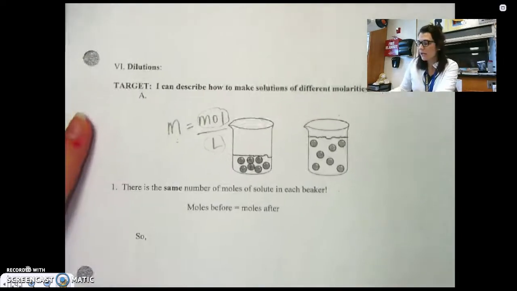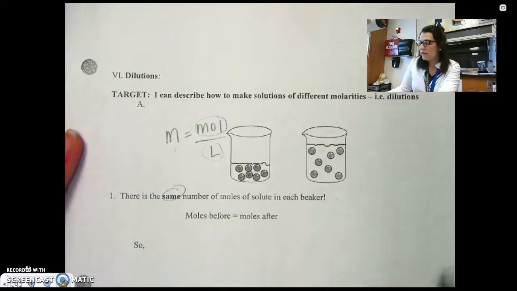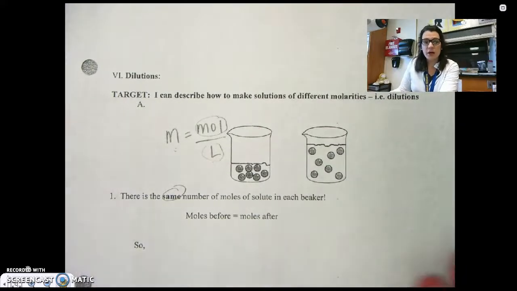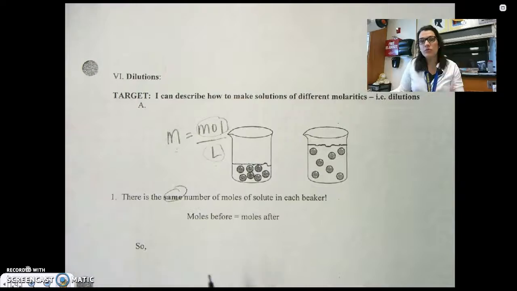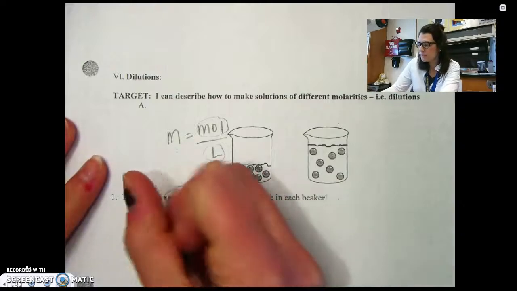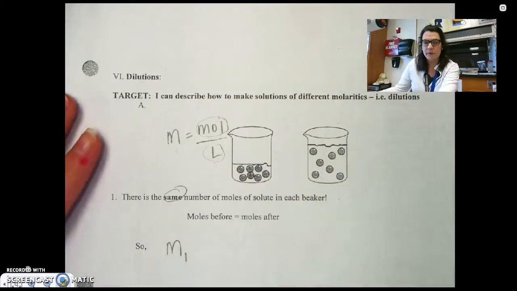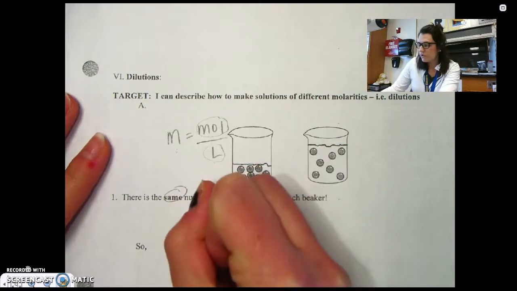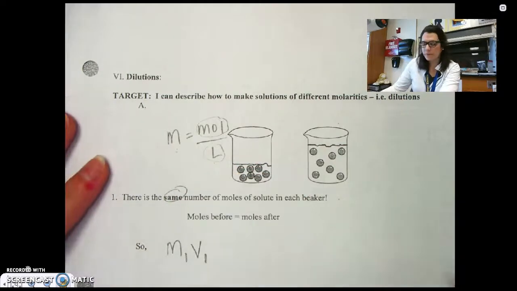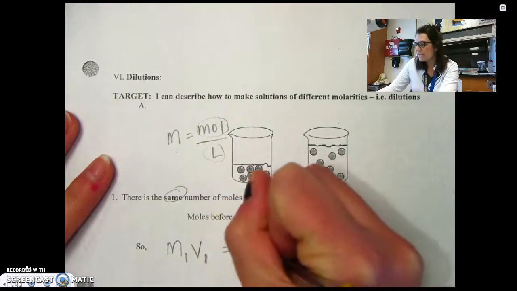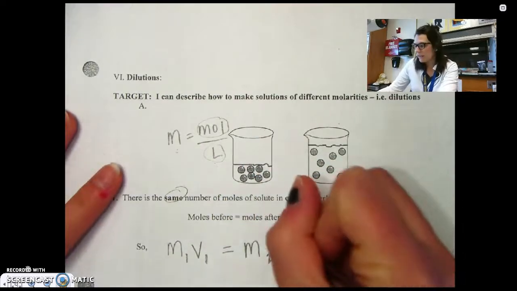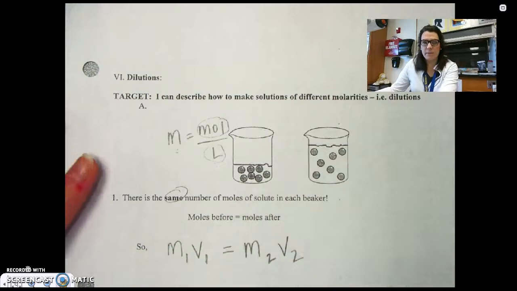With that being said, if there are the same number of moles of solute in each beaker, the moles before you add more water are going to be equal to the moles after you add the water. So the relationship is going to be the molarity of the first beaker times the volume of the first beaker is equal to the molarity of the second beaker times the volume of the second beaker.